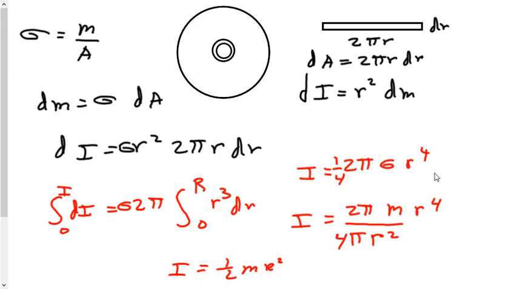Let's go ahead and substitute everything in for this. Remembering that sigma does equal m over A. So what's the area of a circle? The area of a circle, of course, is pi r squared. So I'm going to substitute in for sigma m over pi r squared. And then of course simplifying everything out, a radius squared and a 2 over 4 and a pi, the moment of inertia of a disk is equal to 1/2 mr squared.